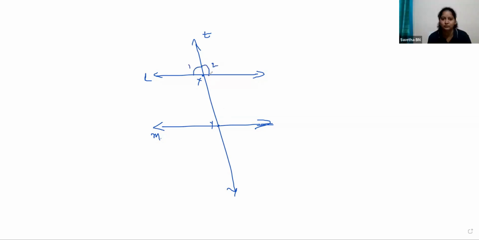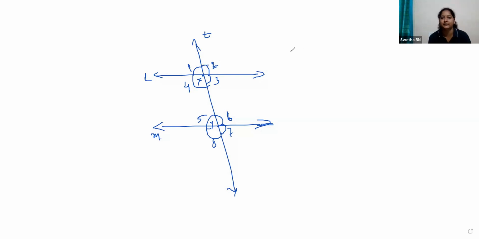5, 6, 7, 8. 8 angles are forming here. So you should know which are all equal. What are they called? You see the two lines intersecting at a point, which means vertically opposite angles are equal. Already you know the concept. And 1 plus 2 is equal to 180 degrees, a linear pair of angles.